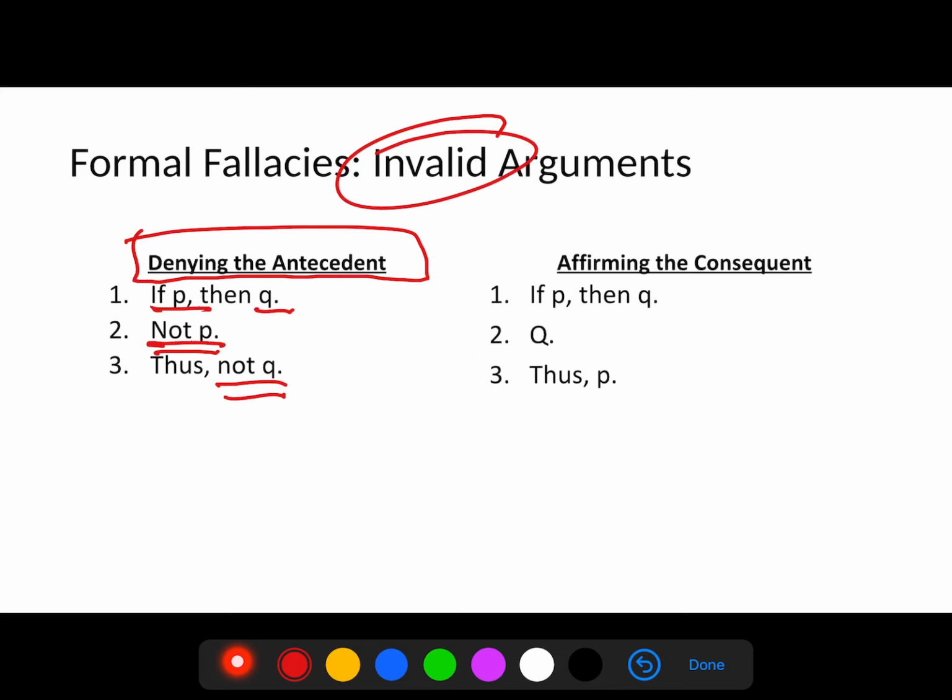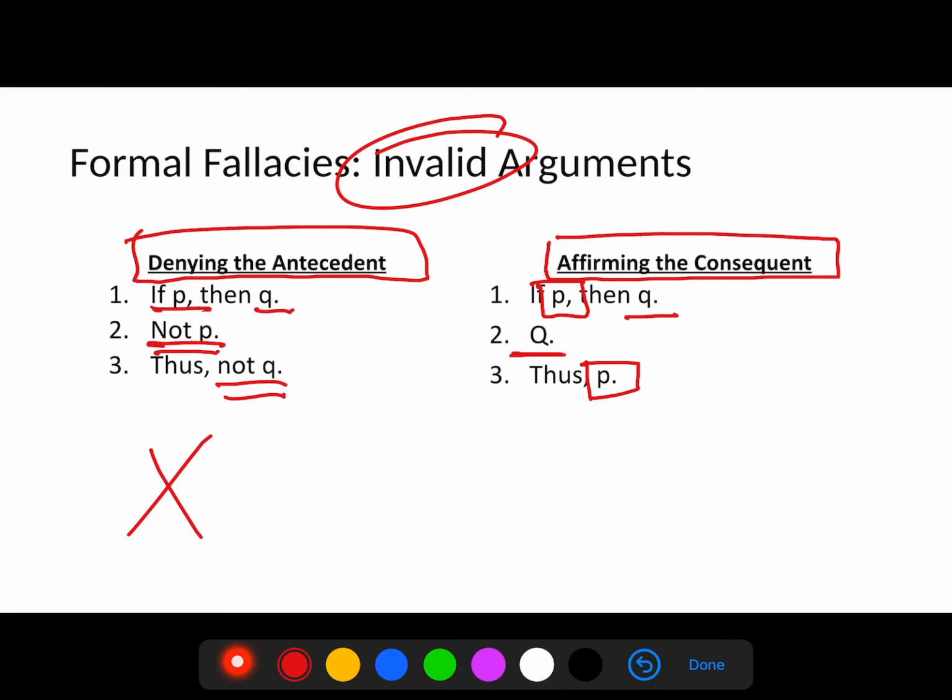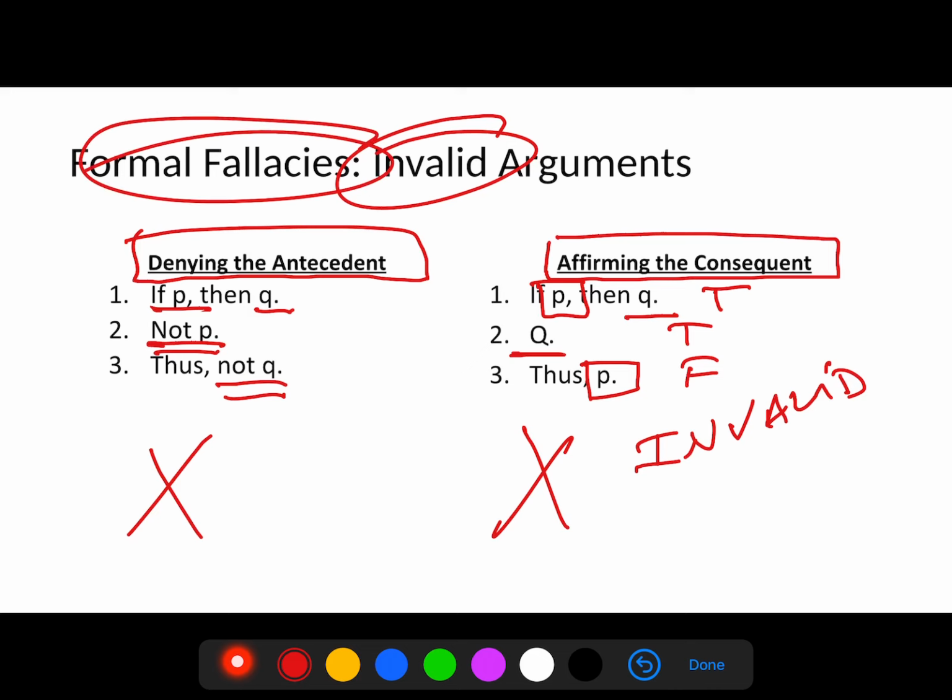So once you recognize the form is invalid, you don't have to worry about whether the premises are true or not. You know that this is a bad argument on form alone. And the same is true for this other one called affirming the consequent. Again, if P, then Q. Q is our consequent. There's the affirmation of that consequent, and then the attempt to derive the antecedent as the conclusion. But again, this will admit of the possibility of true premises and a false conclusion, so it's an invalid form as well. Again, these are formal fallacies. Those are the same as an invalid deductive argument.